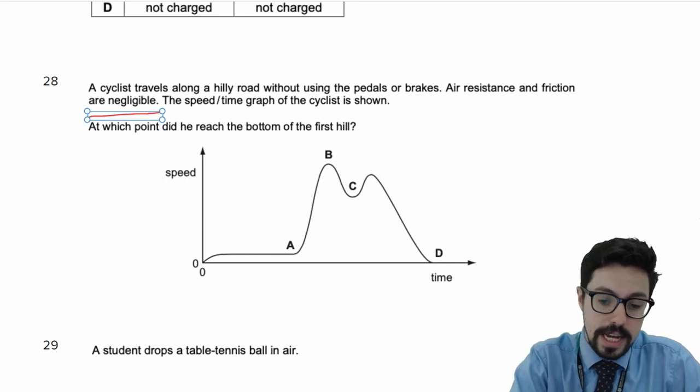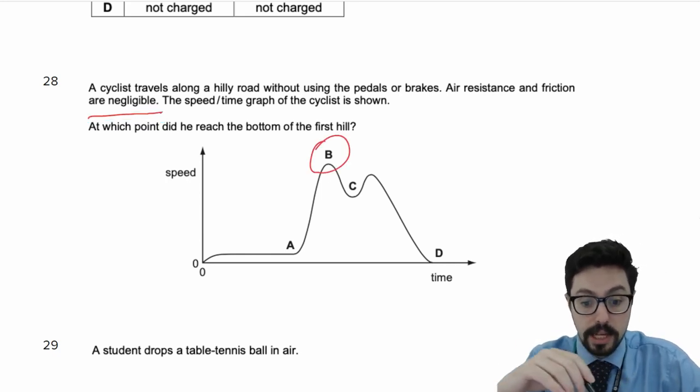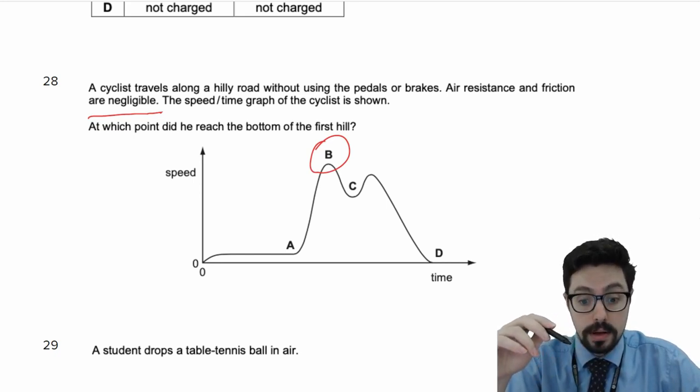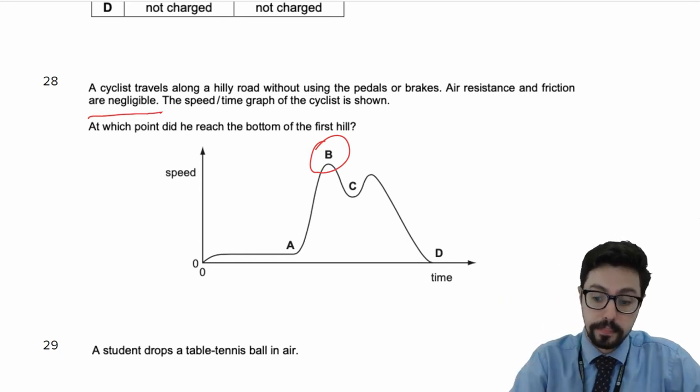So that definitely tells us here it must be B, because he's sped up going down a hill, and then he's slowed down because he's reached the bottom of that hill and started going up a new one. Okay.